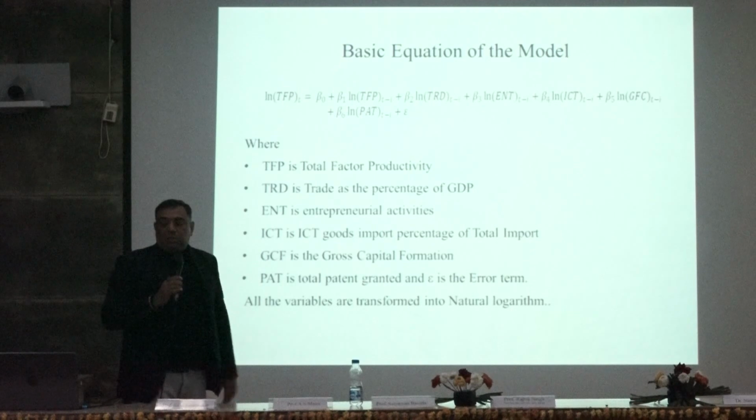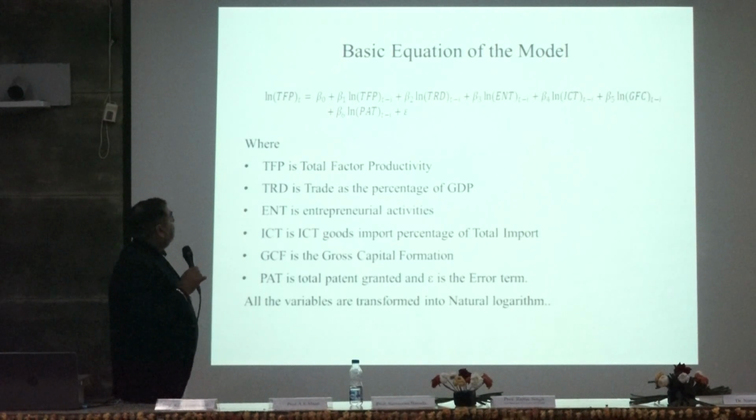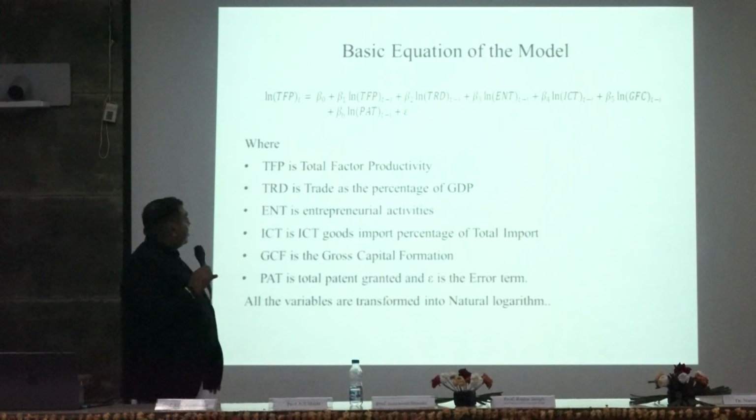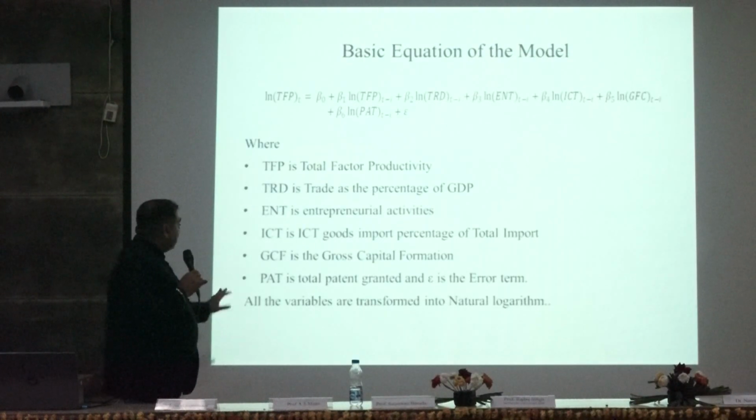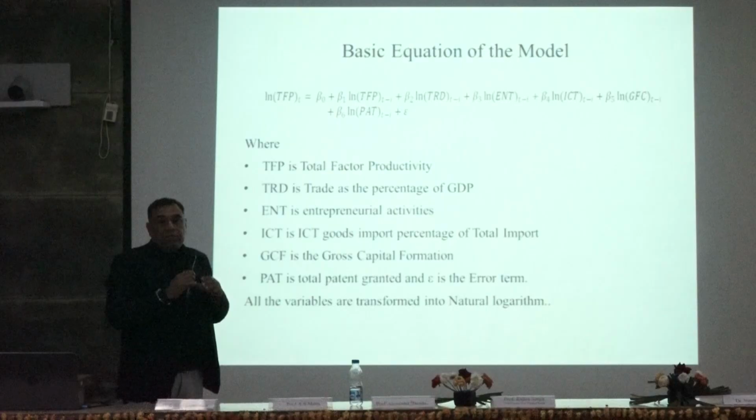Now this is the basic econometric model. You can see here LN, the natural logarithm, on total factor productivity, and this is the equation. Then you can see TFP, the total factor productivity, and all variables are transformed into natural logarithms.